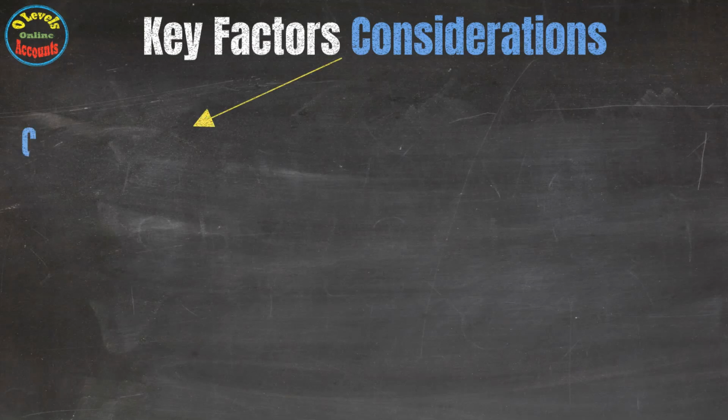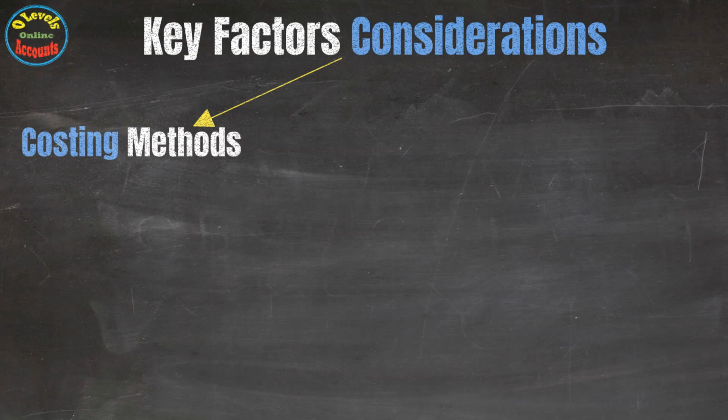The first factor is costing methods. The selection of costing methods is a crucial factor in inventory valuation. The first point is first in, first out, which assumes the oldest inventory is sold first. This method may result in lower cost of goods sold and higher ending inventory values during periods of rising prices.